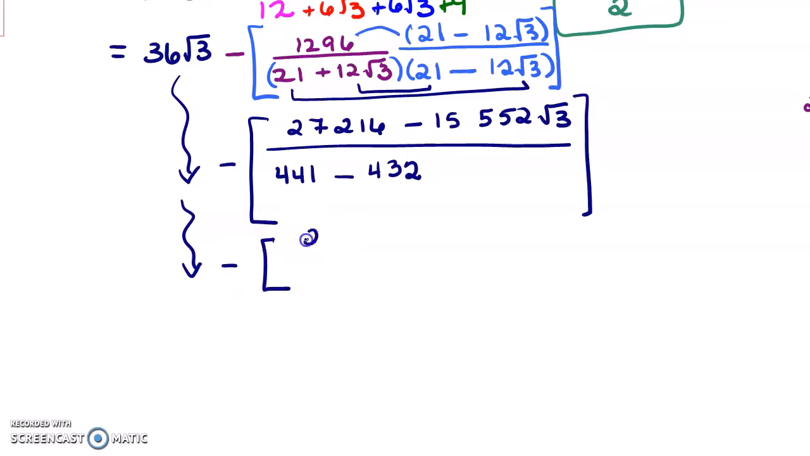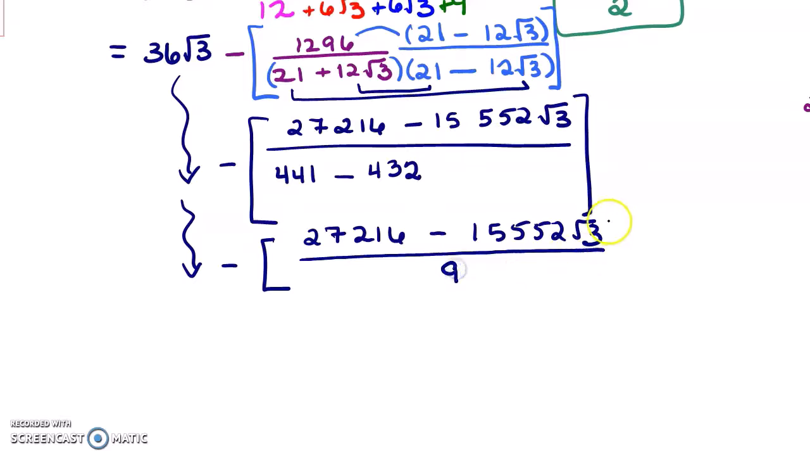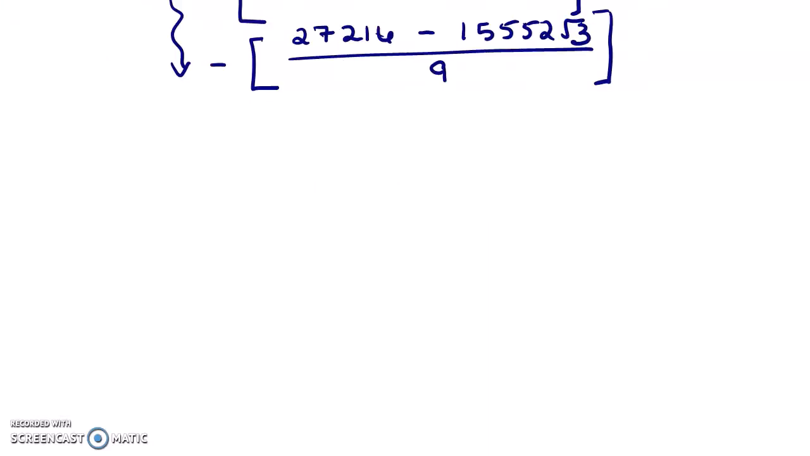So now in my numerator, I have 27216 minus 15552 root 3, and that's all over 9. So let's take a closer look at these numbers in the numerator and see if they're divisible by 9. 2 plus 7 plus 2 plus 1 plus 6 is 18. 1 plus 8 is 9. That means that whole number is divisible by 9. So that works out to be 3024.